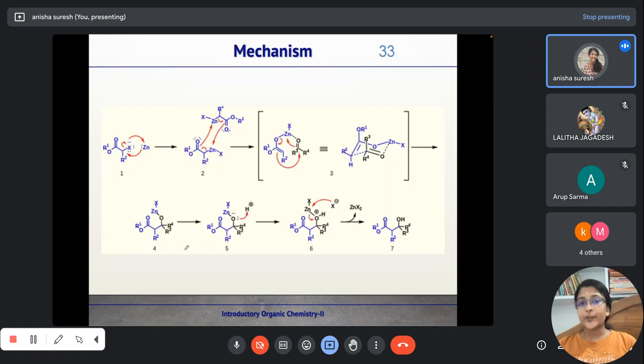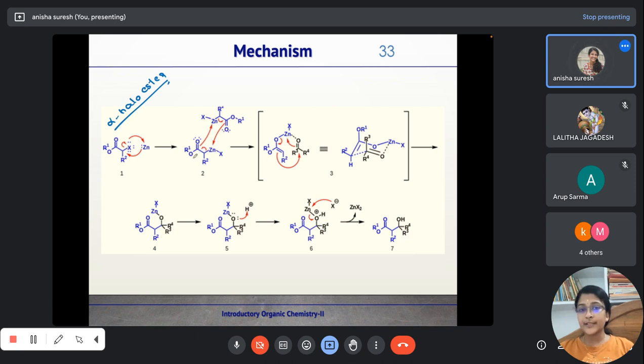So this is the classic mechanism for the Reformatsky reaction. First, zinc will add onto this halide, that is the alpha halo ester. It will undergo insertion into this alpha halo ester, leading to formation of this. Then this dimer will undergo a transfer of groups like this. This double bond O will be abstracting this zinc, this bond will break, and so it will lead to formation of two molecules of this compound.